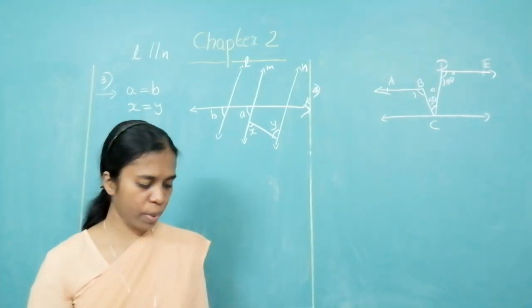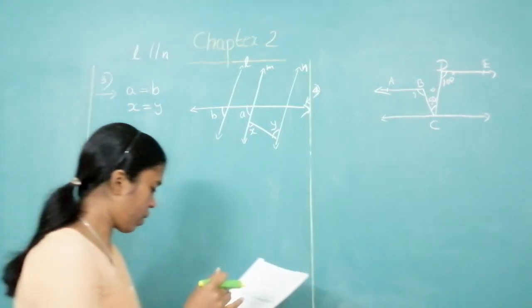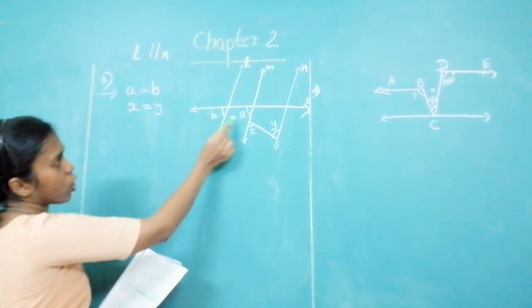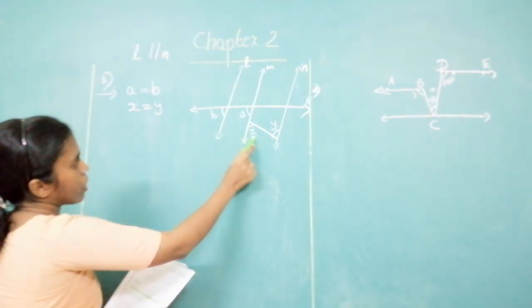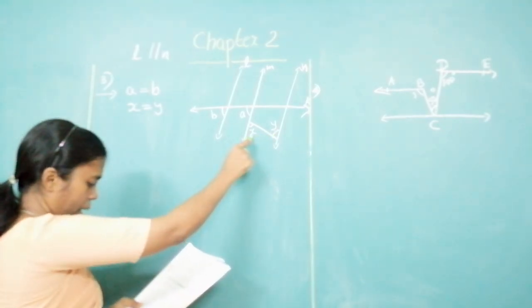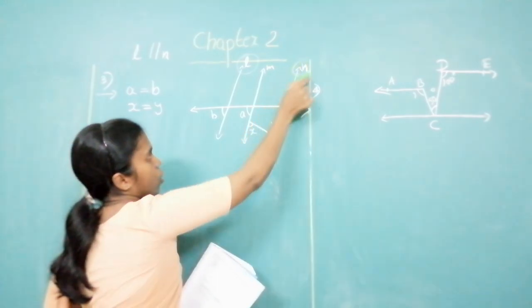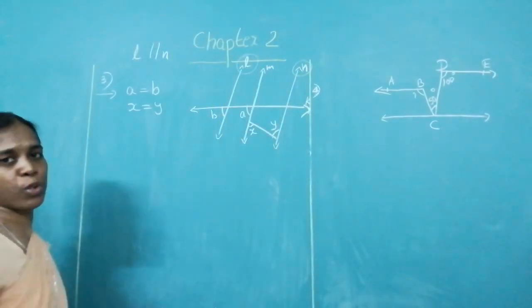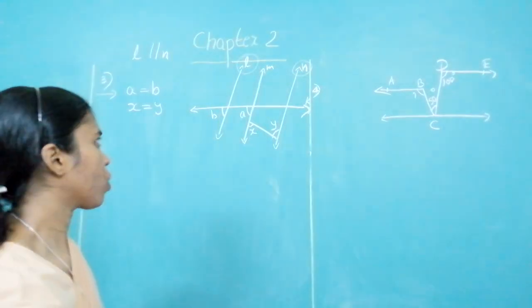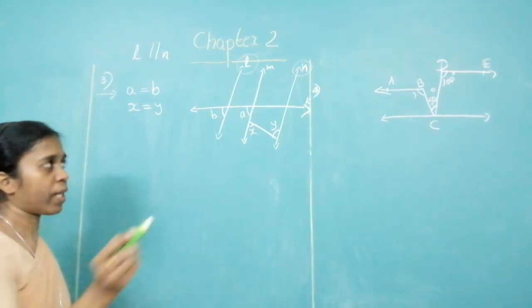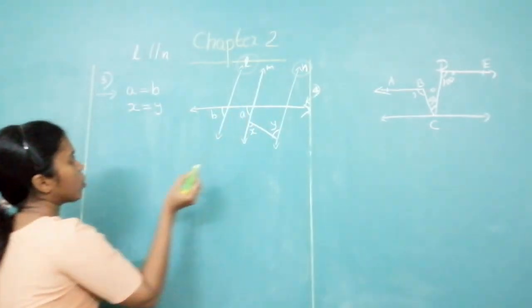Now we go for question number 3. In question number 3, what is given to you? I have drawn the diagram. You are told that A is equal to B, X is equal to Y, and you have to show that this line L is parallel to M. This is what you have to show. You are told that A is equal to B, X is equal to Y. You show that L is parallel to M.